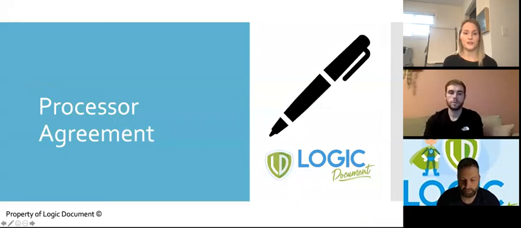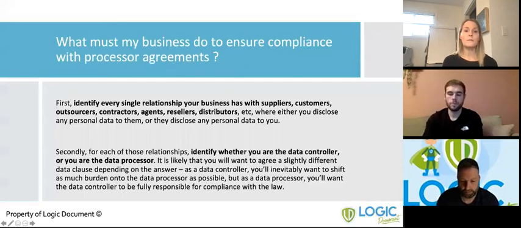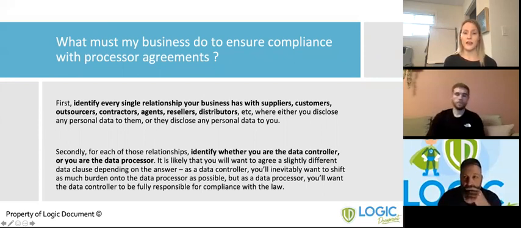Next, we'll hop into processor agreements. What must my business do to ensure compliance with processor agreements? First, identify every single relationship your business has with suppliers, customers, outsourcers, contractors, agents, resellers, distributors, etc., where you either disclose any personal data to them or they disclose any personal data to you. Secondly, for each of those relationships, identify whether you are the data controller or you're the data processor. It is likely that you will want to agree to a slightly different data clause depending on the answer.